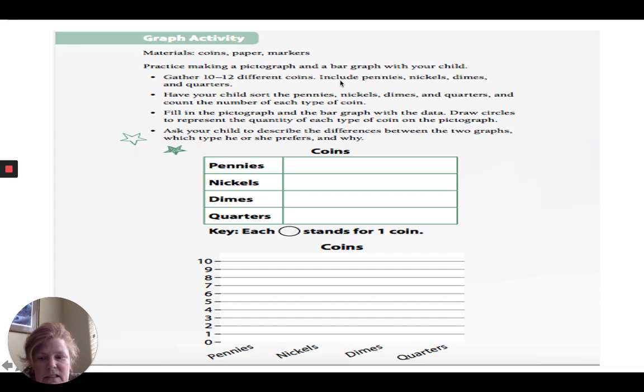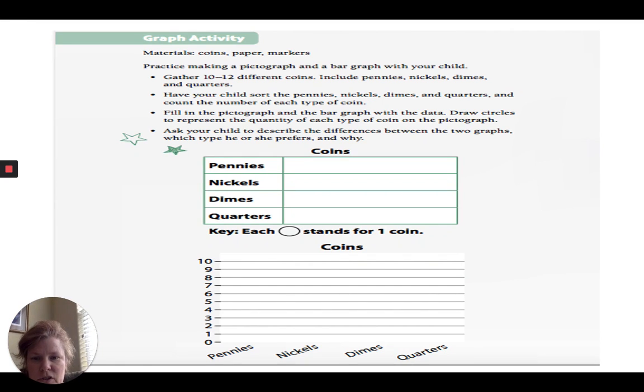You have pennies. Now, if you don't remember what a penny is, it's this one with Abraham Lincoln on it. And then you have nickels. Here's your nickel with Thomas Jefferson. And then Roosevelt, the dime. The dime is the smallest coin, and your biggest coin is the quarter. So you have 4 different coins, and there's your quarter.